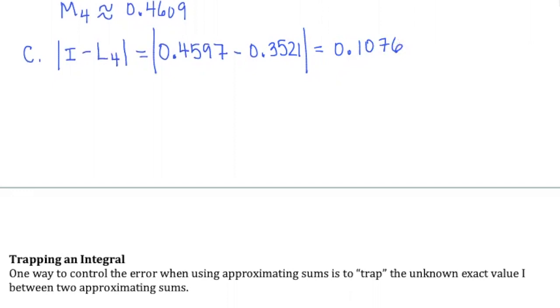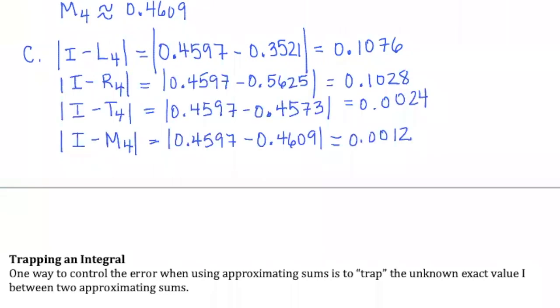I'm going to go ahead and set up and calculate the rest of the errors. So here are the calculations in the results. In this case, left was the furthest off. Right was a little bit closer to the actual value. And then notice the trapezoid is significantly better than that estimate, and significantly better than that estimate is the midpoint. You can see it's only off by 12 10,000ths, I guess. So pretty close, pretty accurate.